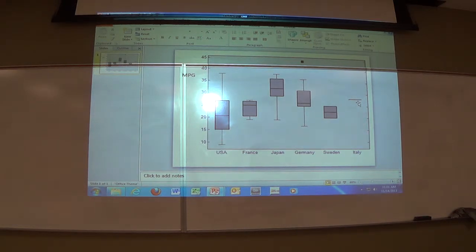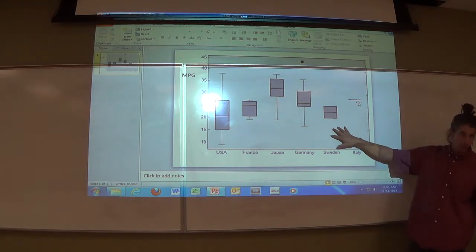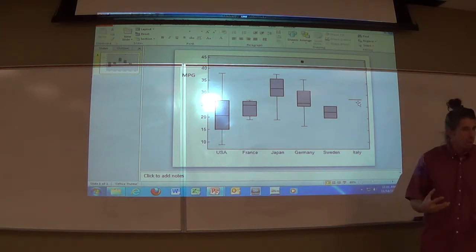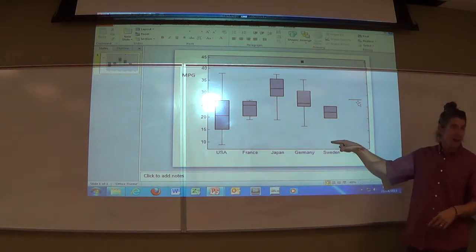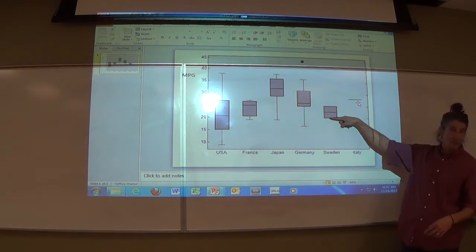Please. Now, why did I choose Italy? Why did you choose Sweden? I'm saying you could choose either. Right. See, there's no whiskers on Sweden. Oh, because there's no whiskers. But there are. It's just that the whiskers have collapsed into the box, which means the min value of Sweden is the same as the Q1 value.